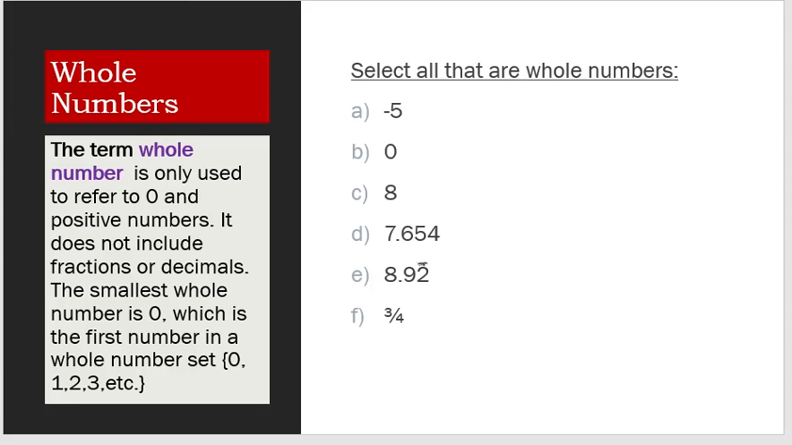Whole numbers. The term whole number is only used to refer to zero and positive numbers. It does not include fractions or decimals. The smallest whole number is 0, which is the first number in a whole number set: 0, 1, 2, 3, etc. At the right, select all that are whole numbers.